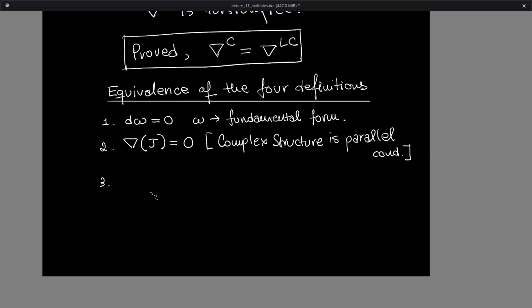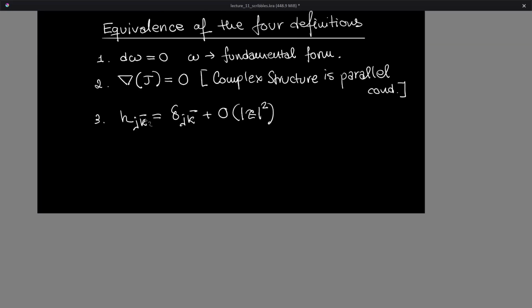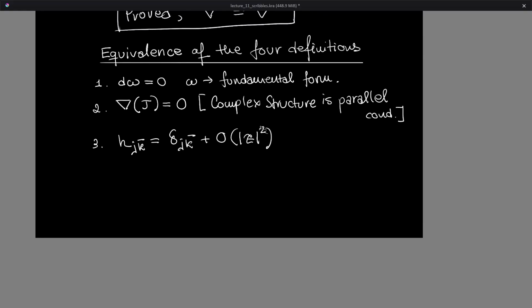Number 3 is that in local coordinates, h_{j k bar}, I missed the k bar last time I was writing it, but this is because of the sesquilinearity, is equal to delta_{j k bar} plus terms of order z squared, right? And this is what gave us that triple coincidence of the coordinates.